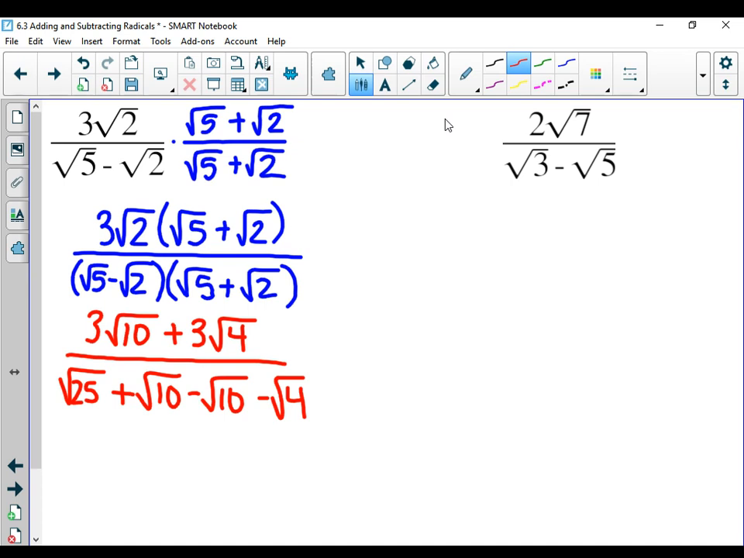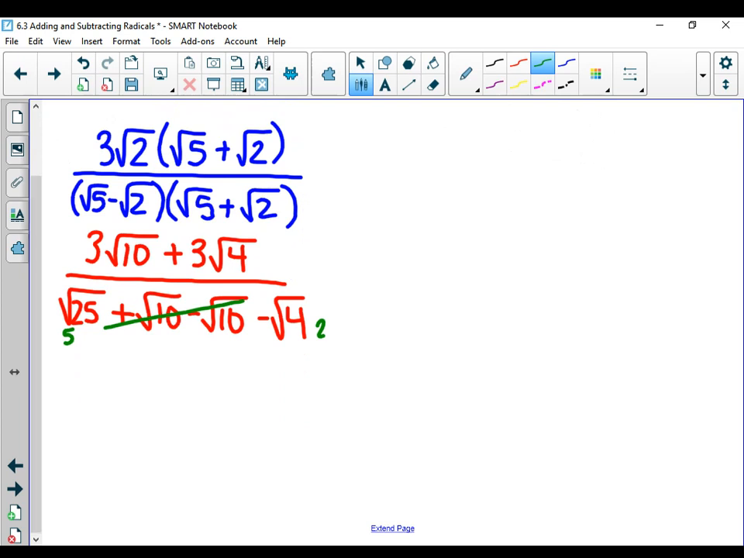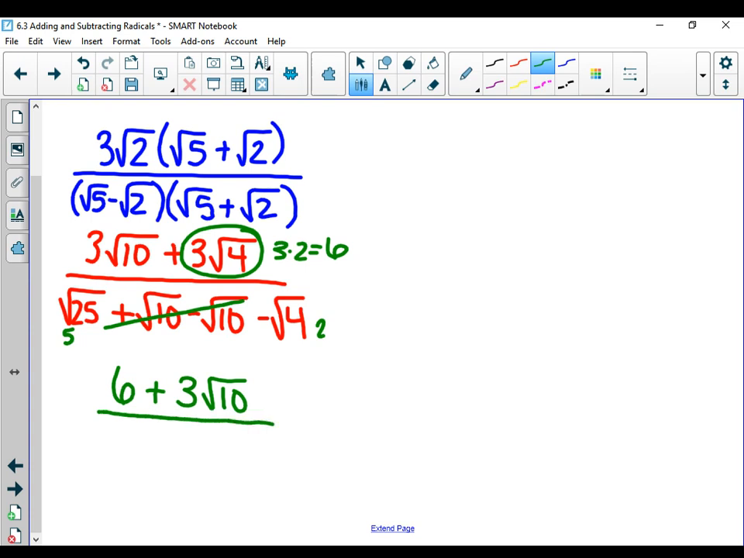Okay, so again, the whole purpose of multiplying by the conjugate is that radicals disappear. So in this particular case, my middle term disappears. This gets me 5. This gets me 2. Okay, so up here, square root of 4 is 2, so I get 3 times 2, which will get me 6. So if I want to write this in standard form, I'm going to put 6 plus 3 square root of 10. And my denominator, I have 5 minus 2, which gets me 3.